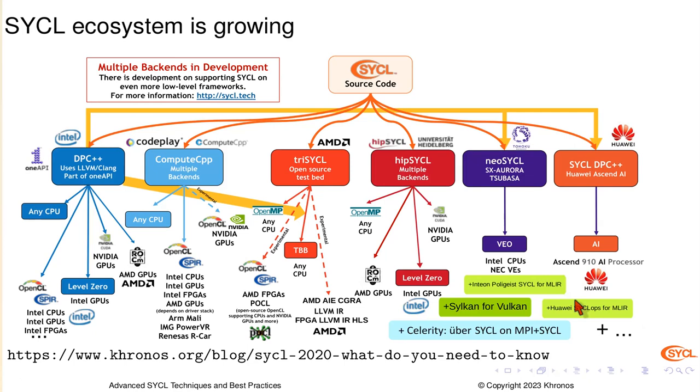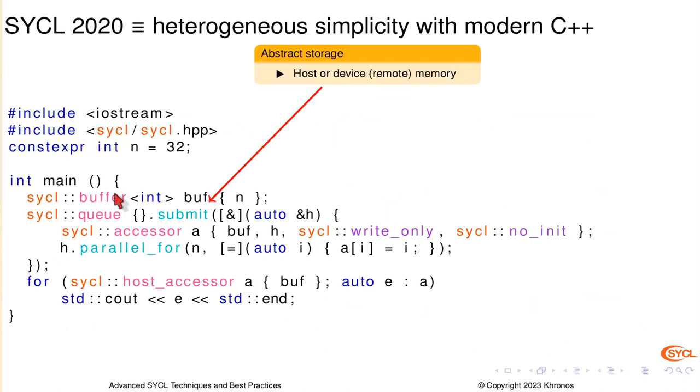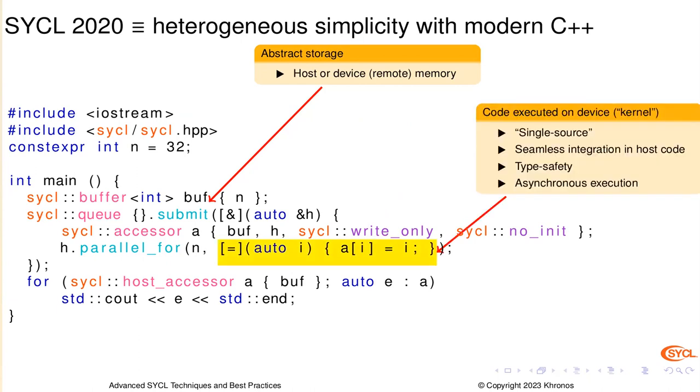So you can probably find an implementation targeting your own hardware. If you look more carefully at what SYCL concretely is, it's modern C++ with heterogeneous simplicity. You have the concept of buffer that represents some abstract storage, which can live anywhere, on the host or on some device memory. And you have obviously the important part, which is the kernels, code which will be accelerated on some device.